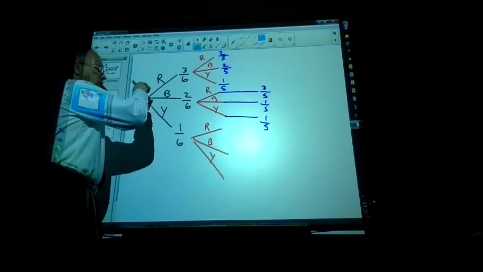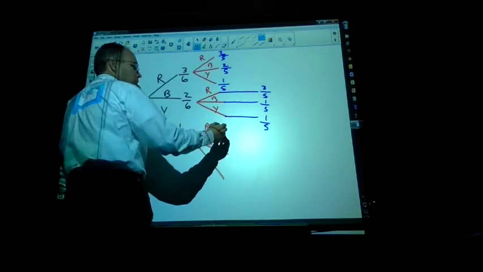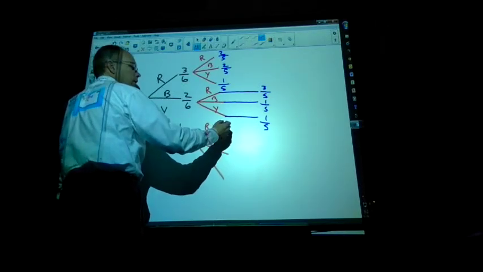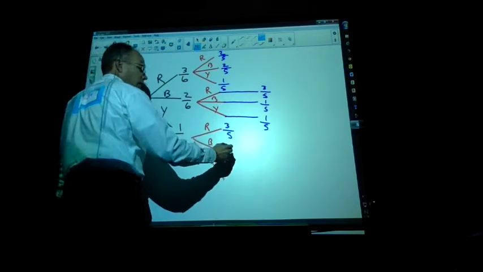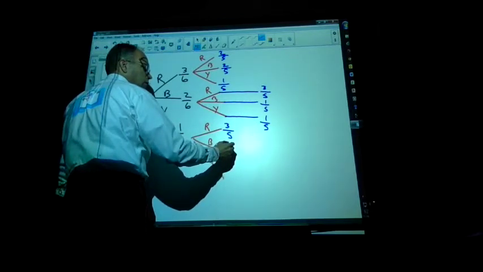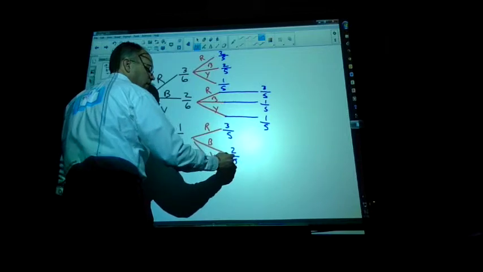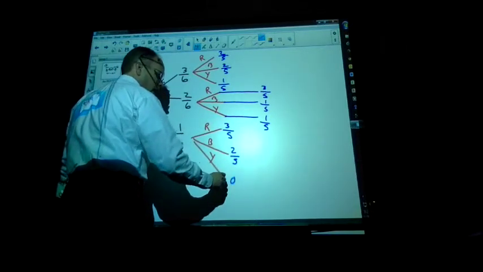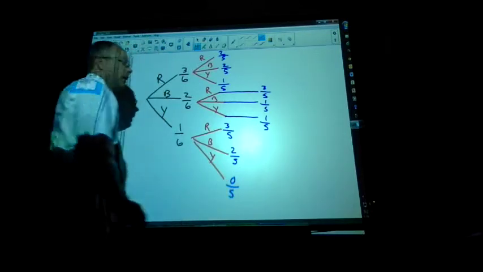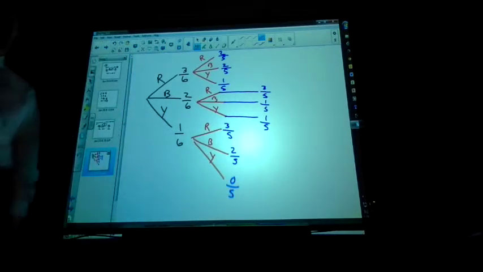All right. If I draw a yellow marble, how many red marbles do I have left? 3 out of? Okay, if I draw a yellow, how many blues do I have left? Out of how many? Okay, if I draw a yellow, how many yellows do I have left? Out of? Okay. So that's the next step.